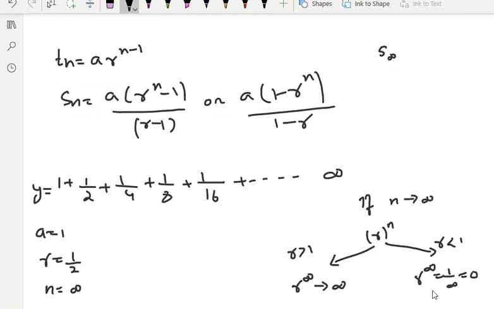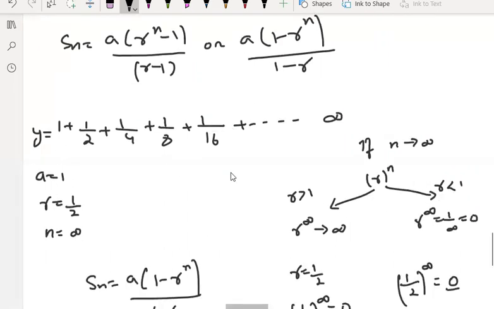Most students had doubts about this in the last class, so I'm just revising what we studied. Now, when R is greater than 1, it will keep on increasing. Suppose R is 2: 2, 4, 8, 16, 32, and so on. If it keeps on increasing, it will become infinity. So we have two cases: the first case when R is less than 1, and the second case when R is greater than 1.